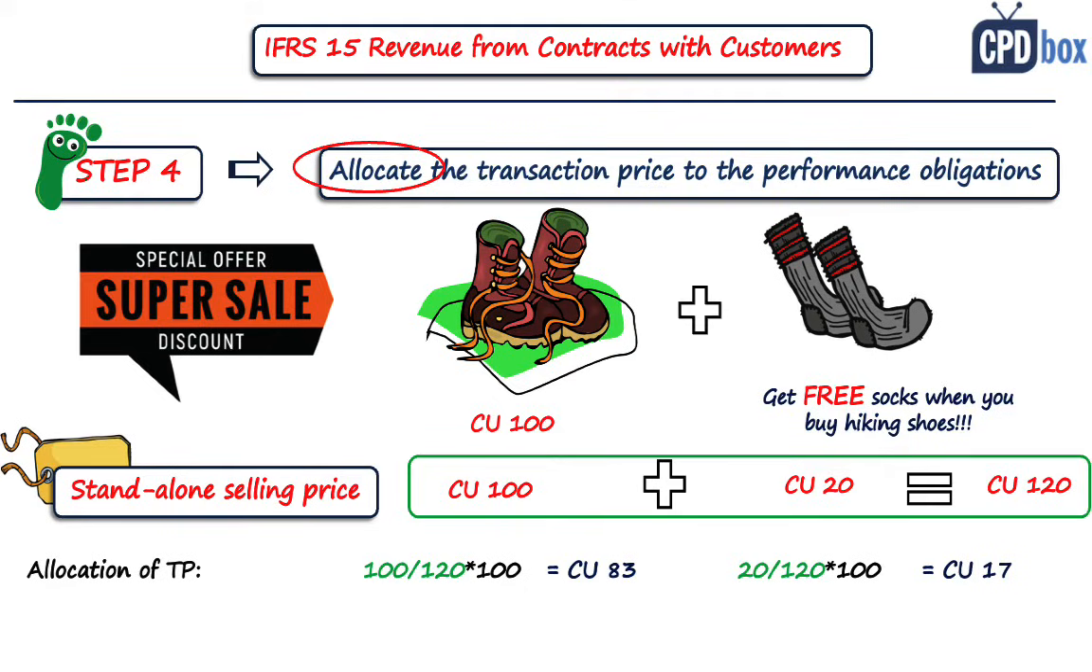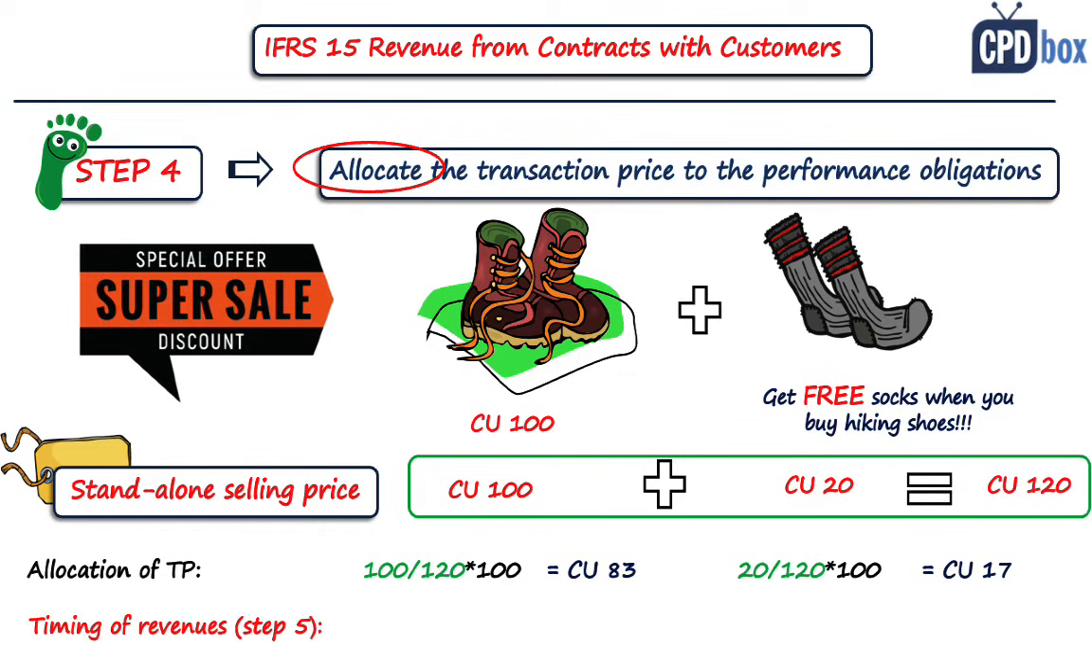Now, why does it matter? Why do this exercise? Well, it doesn't really matter that much, and it does give the same total result when the shop delivers shoes and socks at the same time, because revenue is recognized at the same time. But this has to do with step number 5 that we will check out soon.